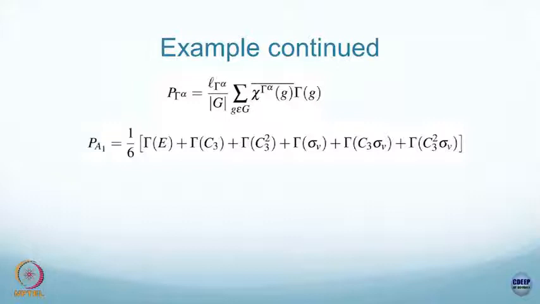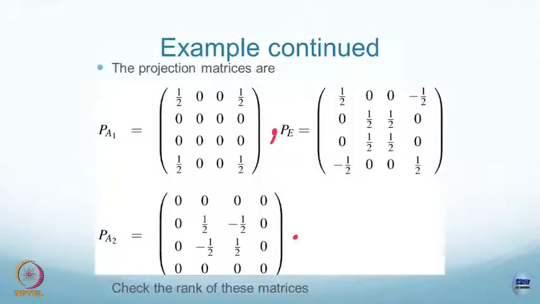So, I have shown that here PA1 turns out to be this. Sorry, this is not right, is that right? Yeah, it is right. So, this is a 4 cross 4 matrix, write the 4 cross 4 matrix, sum it up, and what you get is the projection operator for A1. Again do it using the characters of the irrep E, please check this, and the last one. And you can check that the ranks of these matrices are 1 and 1 for these two, and this one will have a rank 2.